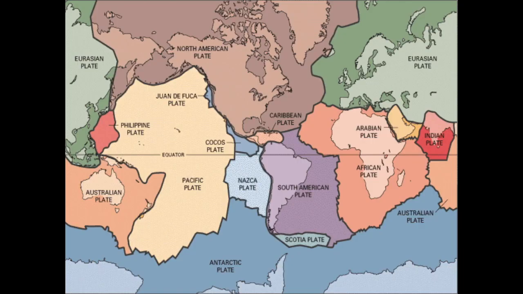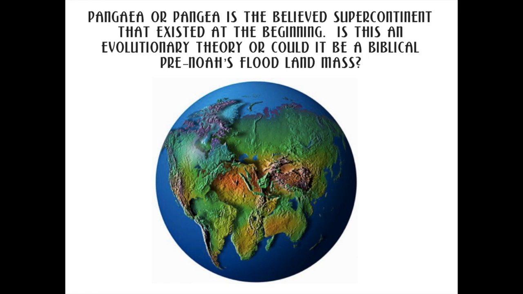Here you can see all the different plates, and you can see the continents above the plates or on top of the plates. So a lot of the plates are underwater, such as the Pacific plate, the Nazca plate. A lot of it is underwater. Okay, as I just said on the previous slide, what is Pangea? Pangea was believed to be that supercontinent.